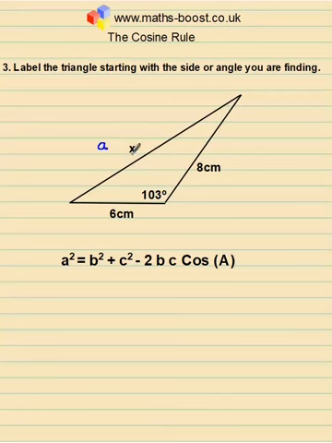Opposite letters always match, so we'll label the opposite angle uppercase A. There's nothing to choose between the other two sides, so just choose one for b. And consequently, the opposite angle will be uppercase B. We'll label this side c, and the opposite angle will be uppercase C.